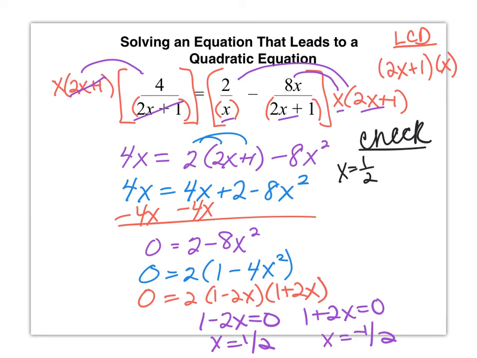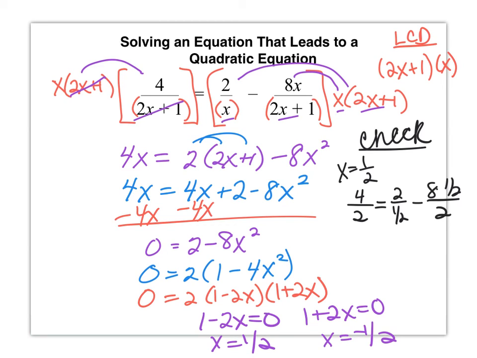When you plug in 1/2 into the left side of the equation, you get 4 over 2 times the half, which is 1, and 1 plus 1 is 2. On the right side, you get 2 divided by 1/2, minus 8 times 1/2 over 2 times 1/2, which is 1 plus 1, which is 2.